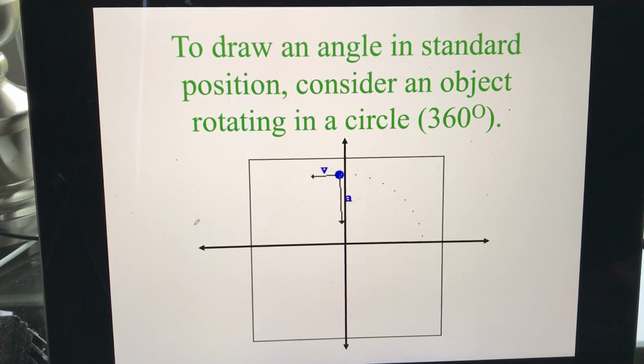To draw an angle in standard position, we have an object spinning around in a circle. What we're trying to talk about now is the rules of trigonometry, which are triangles, and how we link them to things moving in circles. We're trying to essentially attach triangles and circles together. It's kind of like a square peg, round hole, but we make it work. You'll see, it works.